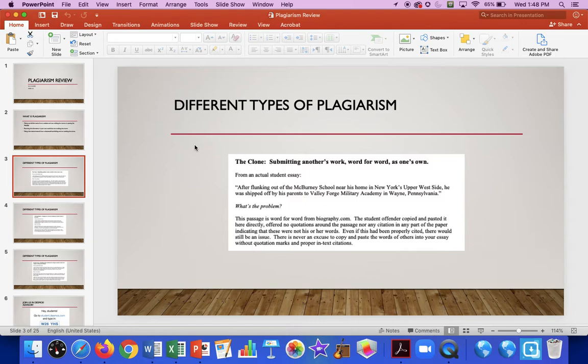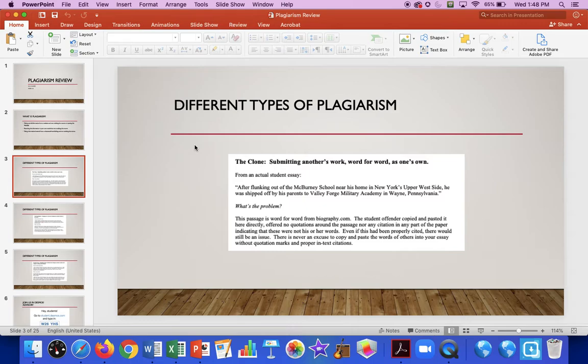This is from an actual student essay that was turned into me many years ago. I don't even remember who did it. "After flunking out of the McBurney School near his home in New York's Upper West Side." So the problem with this clip from a student essay is that it is word for word from biography.com. The student offender just copied and pasted it right into their essay.